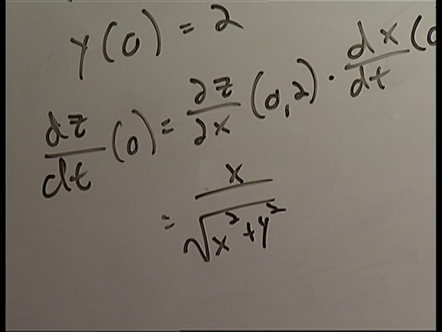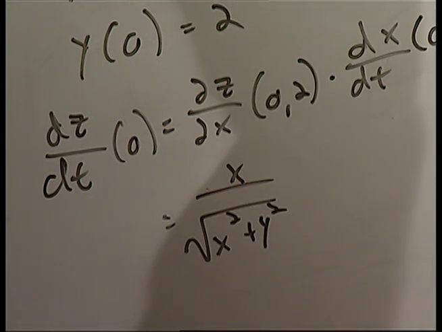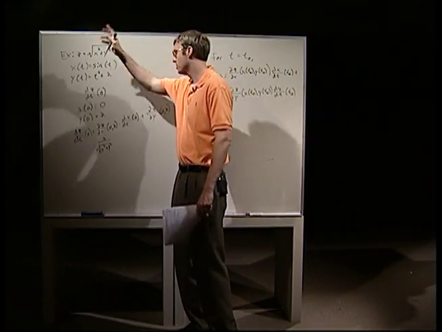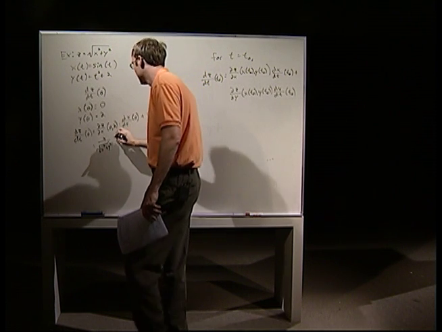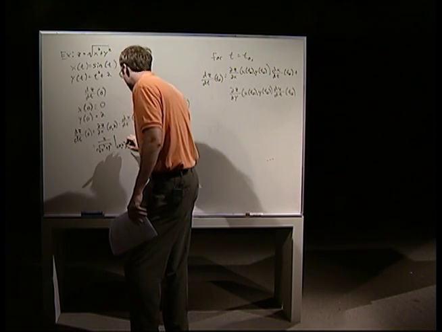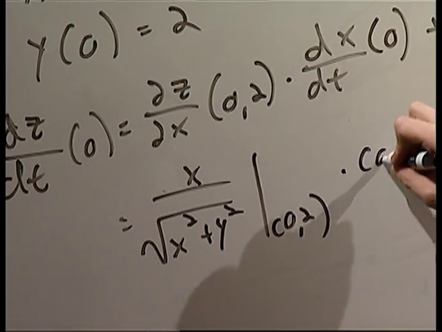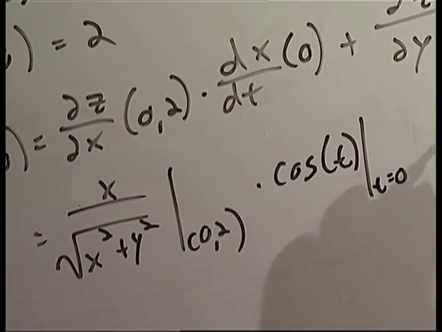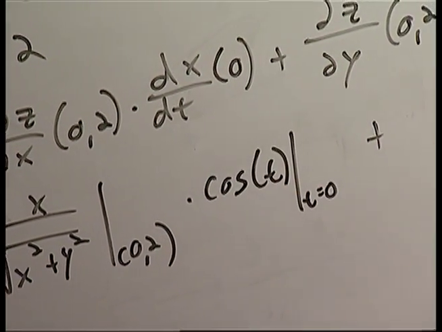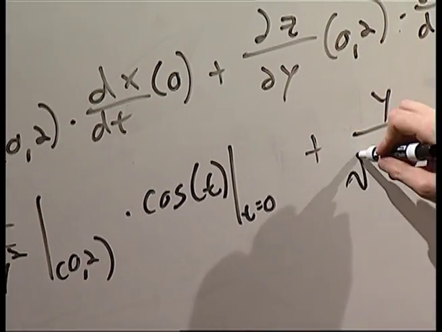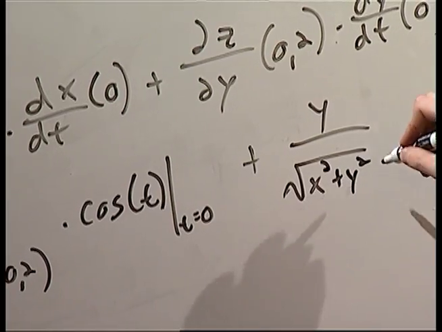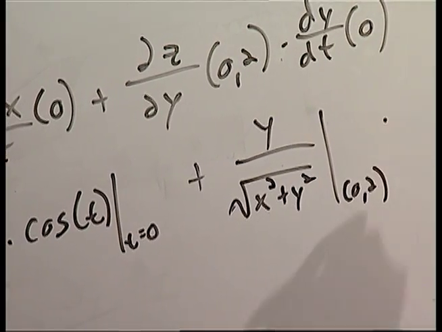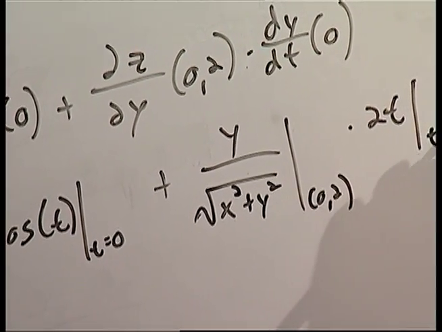You're good. That's because we know that the derivative of the square root is 1 over 2 root x, and inside we have a 2x, and this guy is just a 0 derivative. So that guy at the point (0, 2), dx/dt is just cosine t at t equals 0. Partial z partial y is essentially analogous. It just looks like that. And dy/dt is 2t at t equals 0.